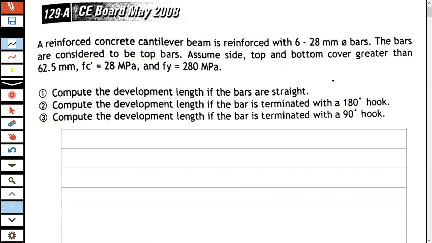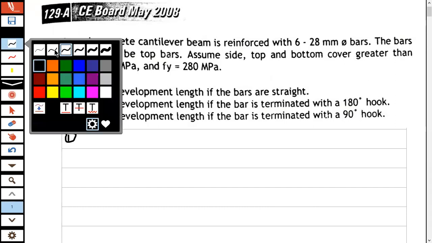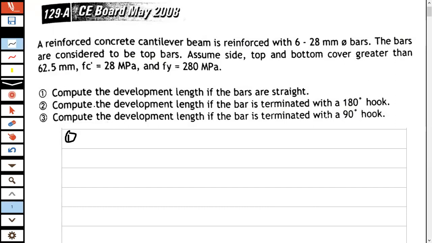Now, development length if the bars are straight. Okay, so number one, pagka bar yung, if the bars is straight, masyado makapal. Okay, so what are we going to use? The formula that we're going to use, yung 0.02. LD is equal to 0.02 AB, area of the bar, Fy all over square root of Fc prime.